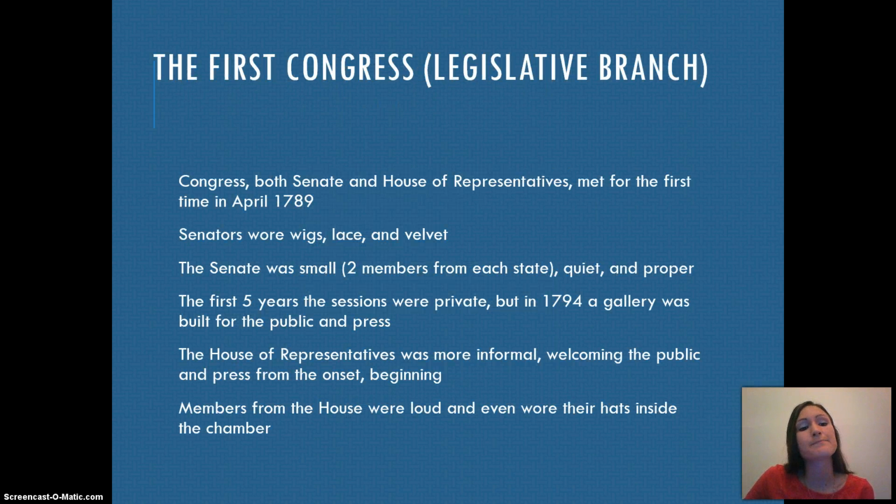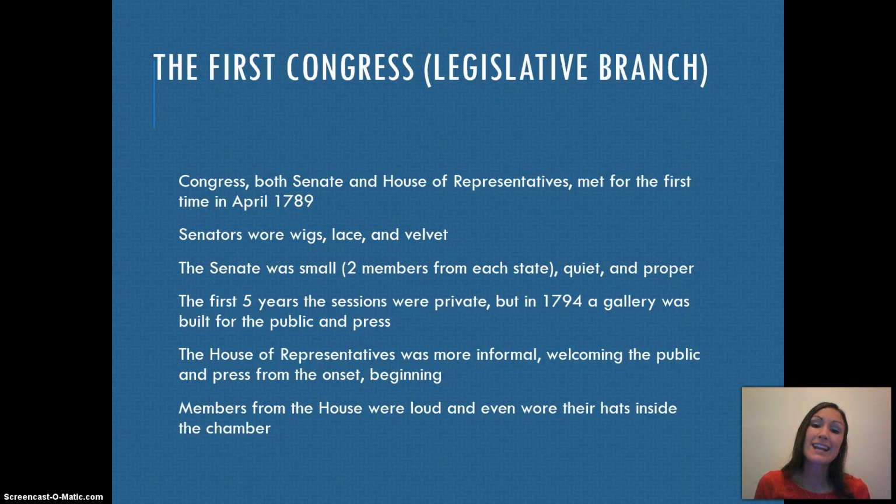The first Congress. So we're just looking at the legislative branch now. Congress, which is made up of the Senate and the House of Representatives, met for the first time in April of 1789. The senators, the upper house, wore wigs, lace, and velvet. The Senate was small. There were only 2 members from each state. They were quiet and proper. The first 5 years, the sessions were private, but in 1794, a gallery was built for the public and press.